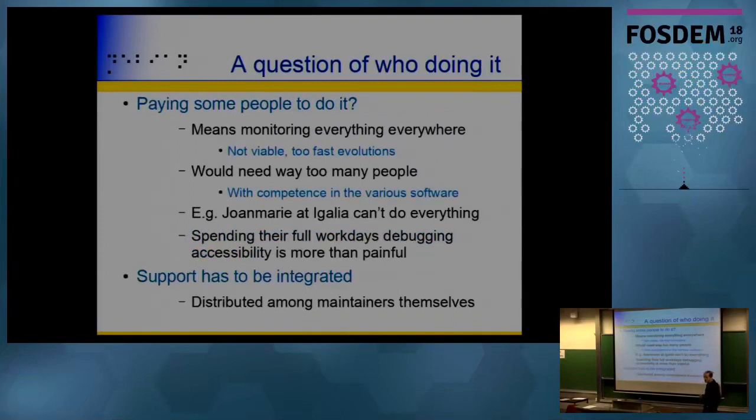You could say, okay, let's pay some people to do this. So we have some people who monitor all the software in the free software world. But we would need a lot of people getting updated with all the evolutions we have here and there. We have, for instance, Jean-Marie at Igalia, who does this in everyday life, but she cannot do everything. It's not possible. And spending your whole day just debugging things is really more than painful. So no, it's not viable as a solution. The support has to be spread among every developer, integrated into their development process, just like security, just like internationalization. Nobody develops software without taking security issues into account nowadays, or at least they shouldn't. Accessibility is the same kind of priority.